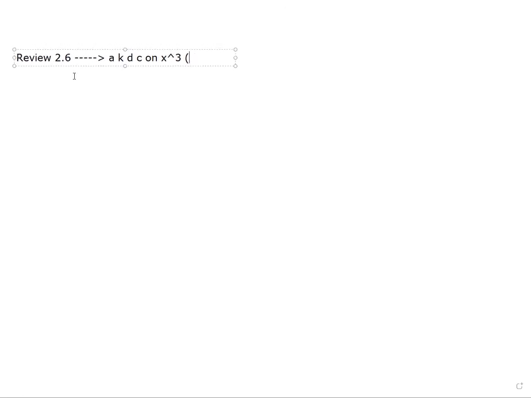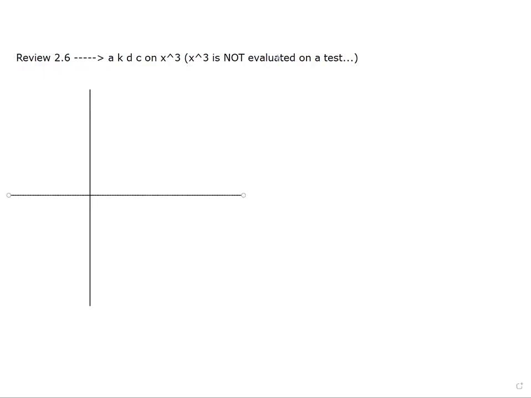There you go. I'm gonna have to fix this calibration then. Okay. X to the power of 3 is not evaluated on a test. Okay, I am not going to test you on it. You don't have to be familiar, but it's a bit of a challenge to see if you really get it. Also, I'll start this off for you.